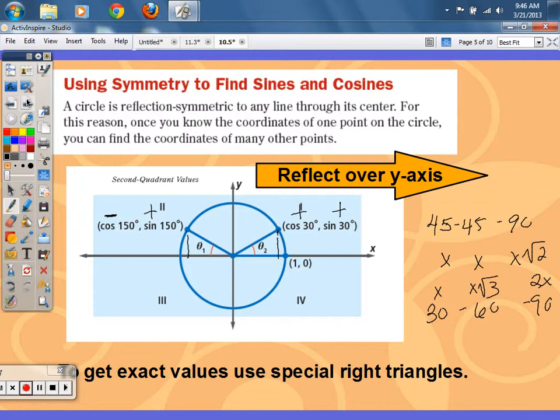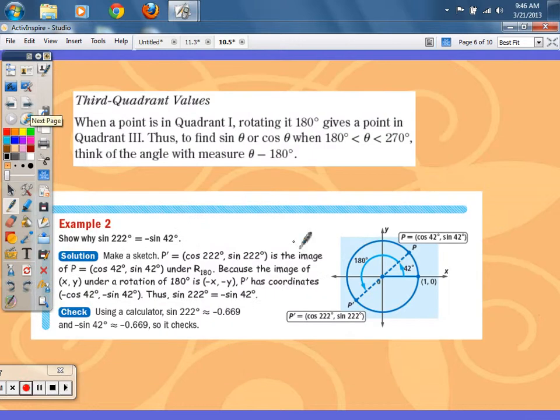Okay. Moving right along here, let's talk about third quadrant values. This always confuses me, this theta equals 180 rule. I always draw a picture. I need to see it to know what's going on. When I read this 180 rule, it confuses me, but as soon as I draw a picture, I'm like, oh, that's where it's coming from.